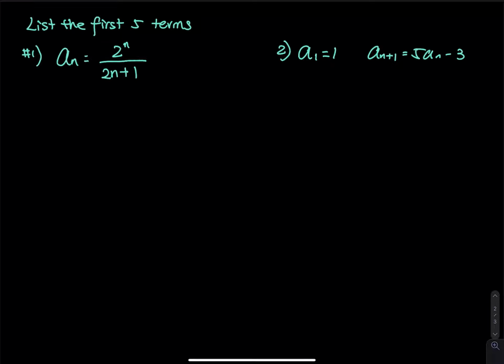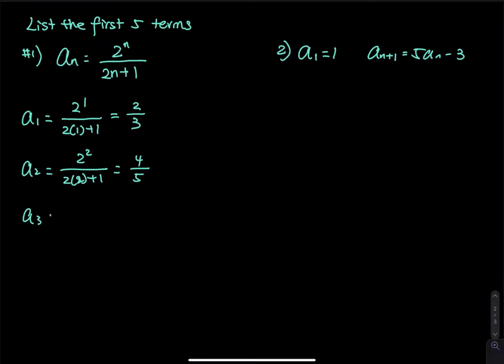So the first 5 terms: when n is equal to 1, we have 2 to the first divided by 2 times 1 plus 1, so that is equal to 2 divided by 3. When n is equal to 2, we have 2 to the second, and then 2 times 2 plus 1, so that is 4 divided by 4 plus 1, which is 5. When n is equal to 3, 2 to the third over 2 times 3 plus 1, that is equal to 7. 2 to the third is 8.